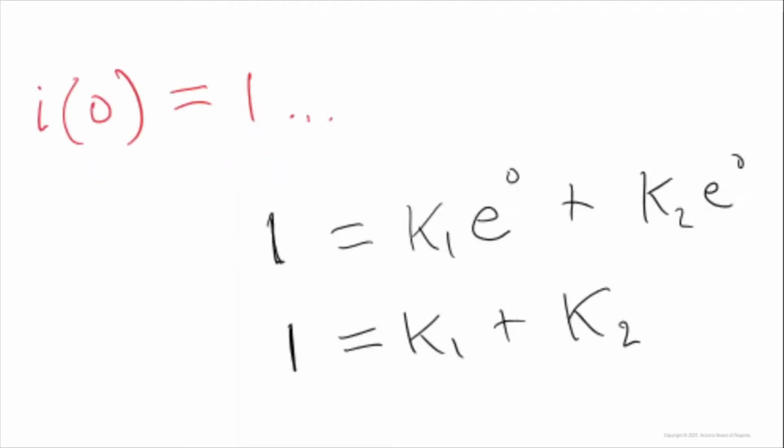To find k1 and k2, we will need to get two equations and solve the system of two equations. Let's get the first equation by plugging in t equals 0 and the initial current value we solved for earlier, which was 1 amp. Plug those values in and simplify to get our first equation, 1 equals k1 plus k2.